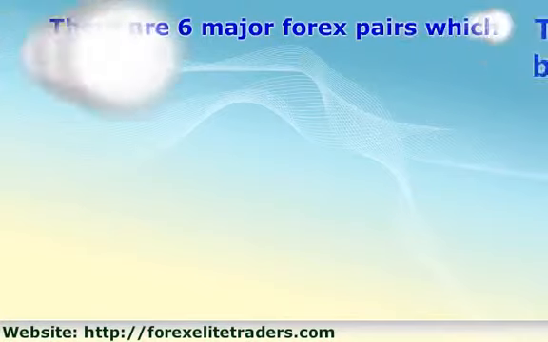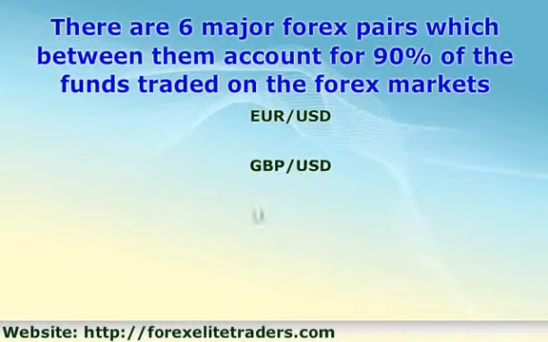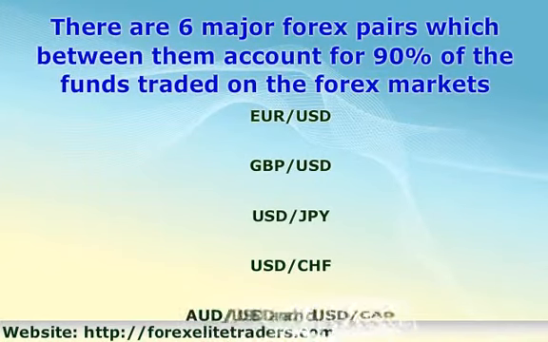There are 6 major Forex pairs which between them account for 90% of the funds traded on the Forex markets. These are EUR/USD, the Euro and US dollar; GBP/USD, the British pound and US dollar, nicknamed cable because it used to be synchronized on both sides of the Atlantic by a cable running under the ocean; USD/JPY, the US dollar and Japanese yen; USD/CHF, the US dollar and Swiss franc; AUD/USD, the Australian dollar and US dollar; USD/CAD, the US dollar and Canadian dollar.